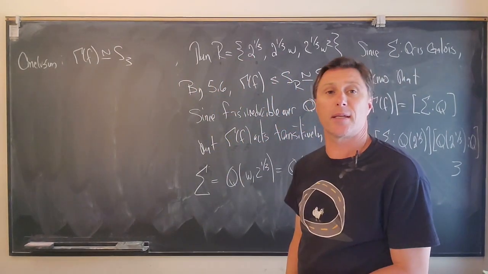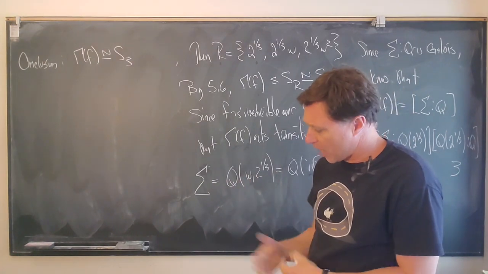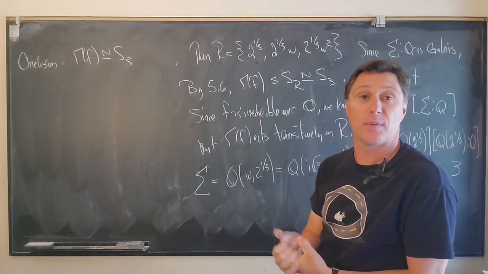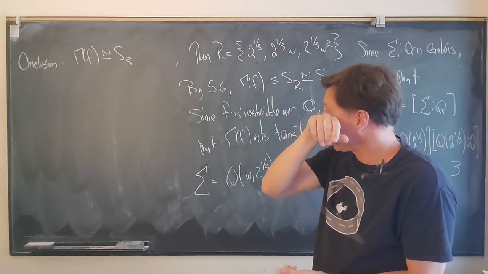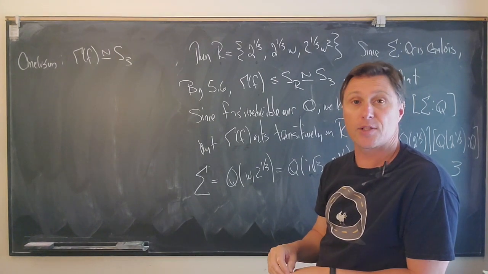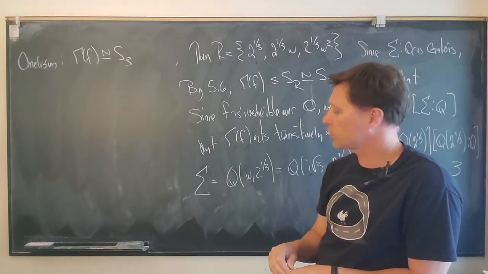Now we would like to get a better feeling for what this group looks like. What do the elements look like? One way to get a feeling for what the elements of a group look like is to identify the generators for the group. So what we want to do is find a generating set.